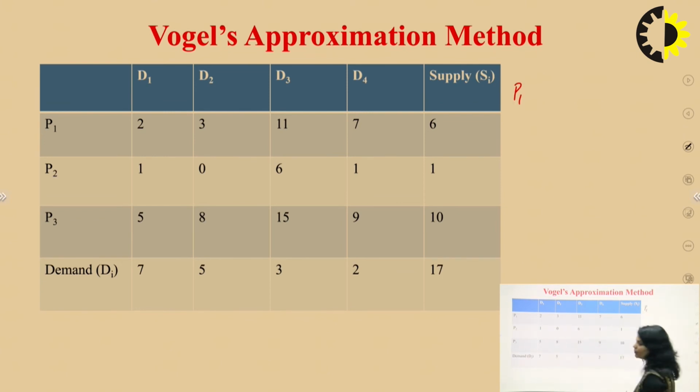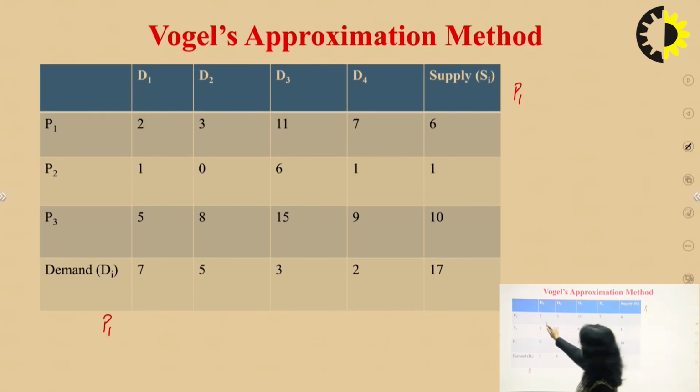I am assigning the penalty as P1. Okay. And if we calculate the penalties row wise and column wise, I am writing P1 against the row and P1 against the column, and this row wise also.